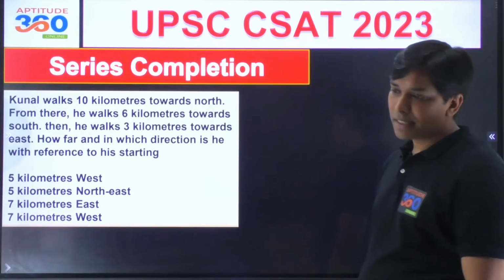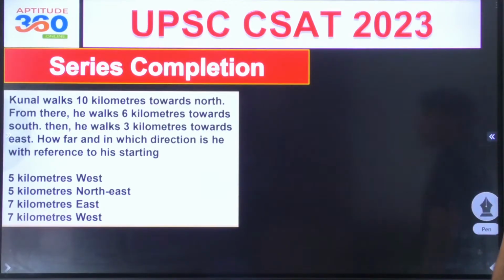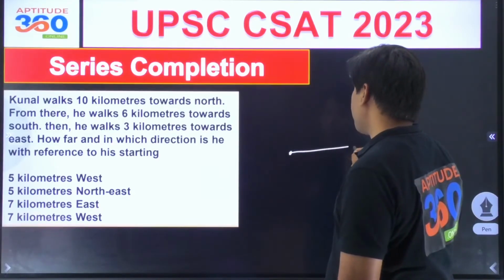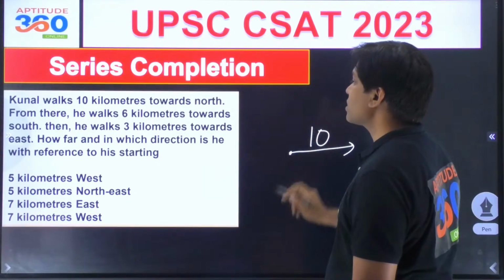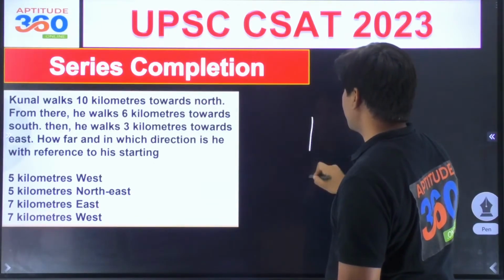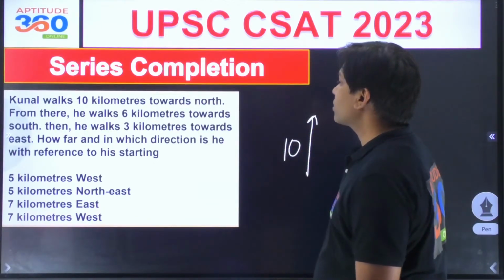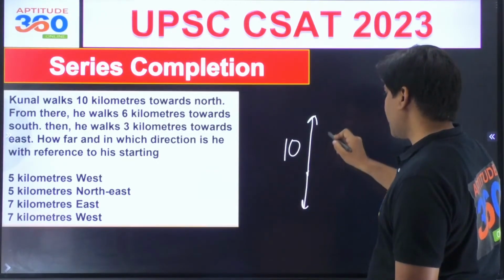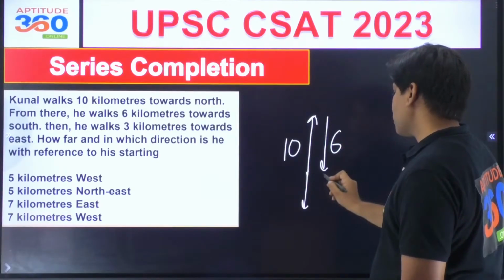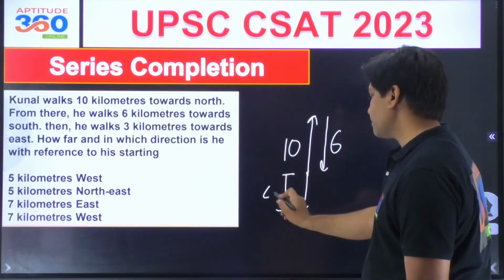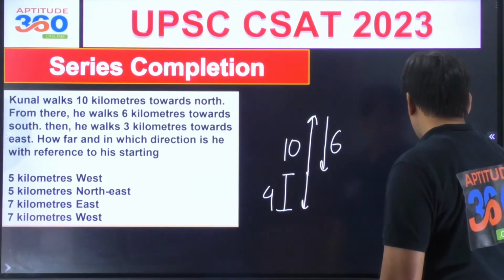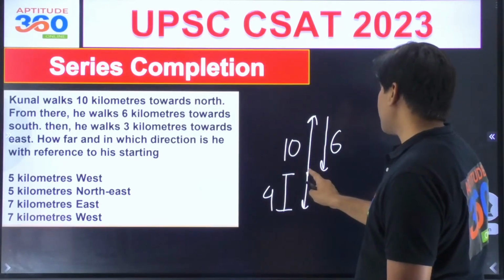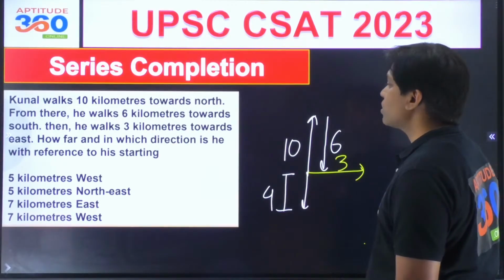Shivam is getting the answer. Who else is getting the answer, guys? Kunal walks 10 kilometers towards north. Let him go north. North is this way. 10 kilometers north. From there he walks 6 kilometers south. So what is this distance out here? 4, isn't it? And then this person decides to go 3 kilometers towards east. So from this point he goes 3 kilometers towards east.